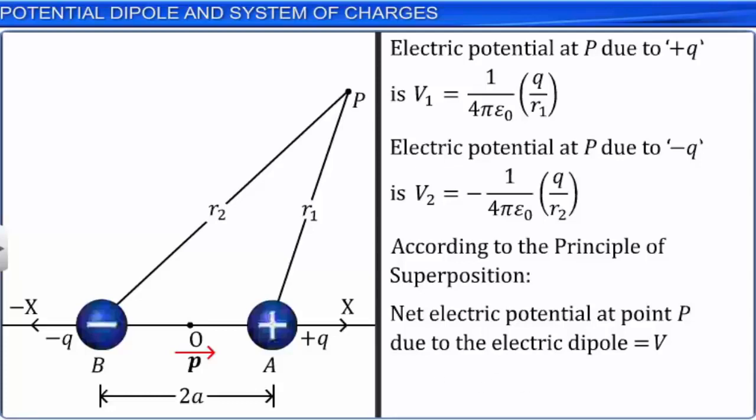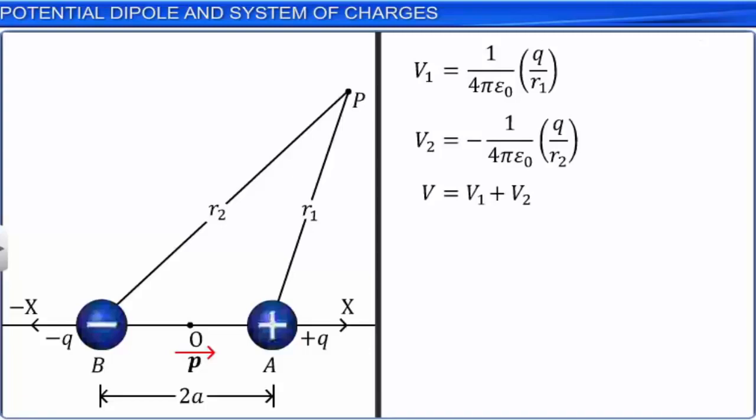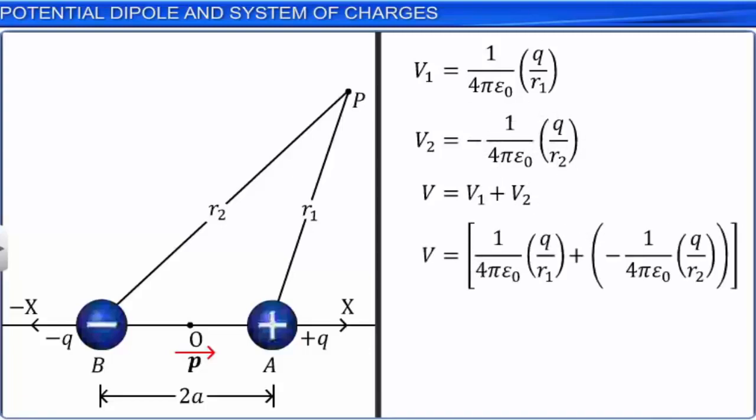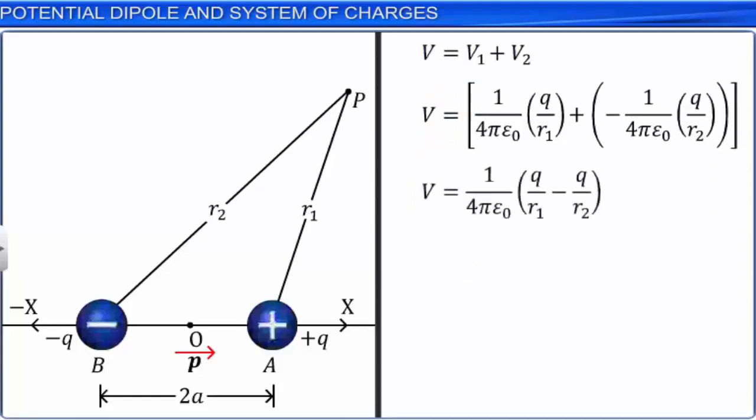Substituting the earlier expressions for V1 and V2 in the equation for V, and simplifying, we get the net electric potential V is equal to Q by 4 pi epsilon naught into 1 by R1 minus 1 by R2. Let this be equation 2. Theta is the angle made by line OP with the direction of the electric dipole moment.